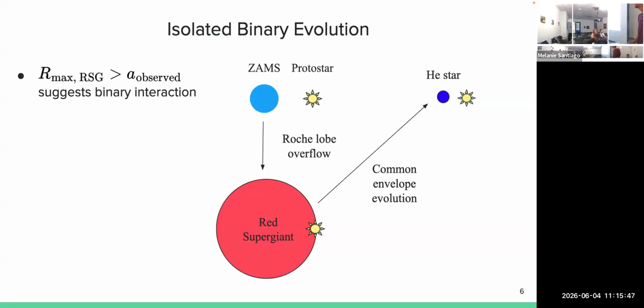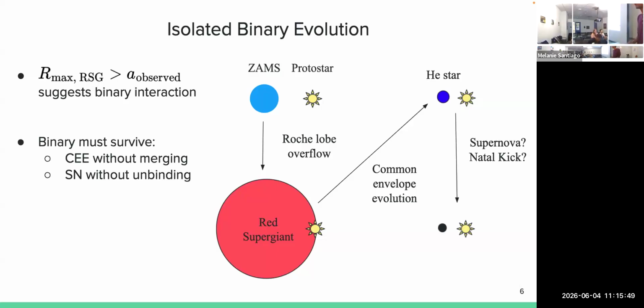But the story doesn't end there. Then the helium star needs to turn into a black hole. Again, the process by which this happens is uncertain. It is unclear whether a supernova occurs or whether there's a direct collapse into a black hole. It is unclear whether there's any kind of natal kick involved when the helium star turns into a black hole. So any kind of mass loss from a supernova or a natal kick can unbind the system altogether. And so the binary needs to survive this hurdle as well.